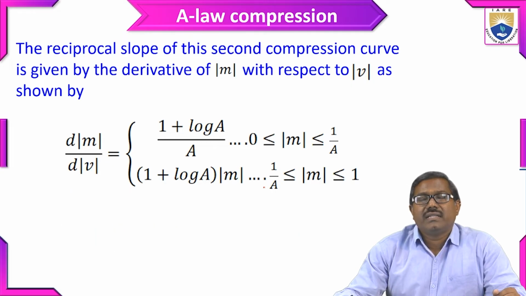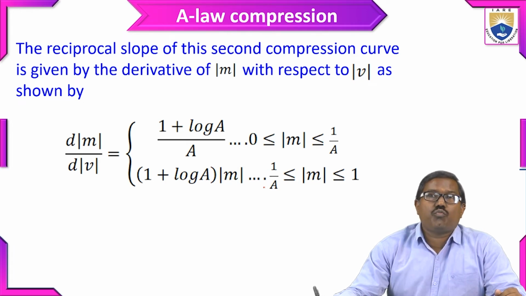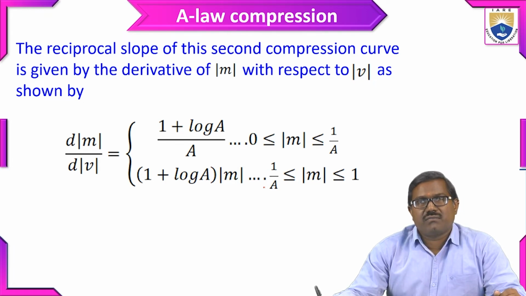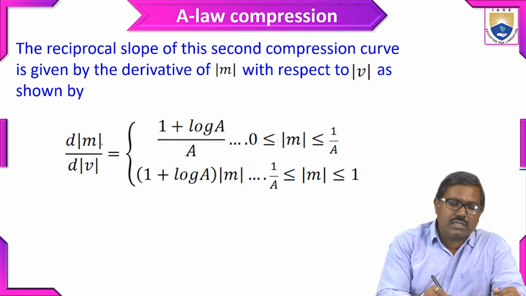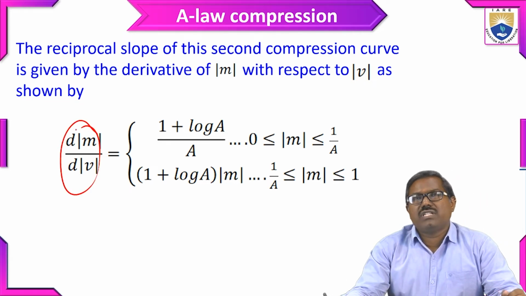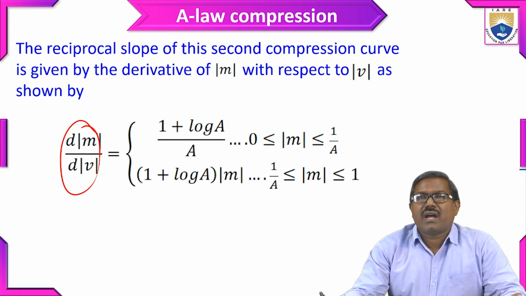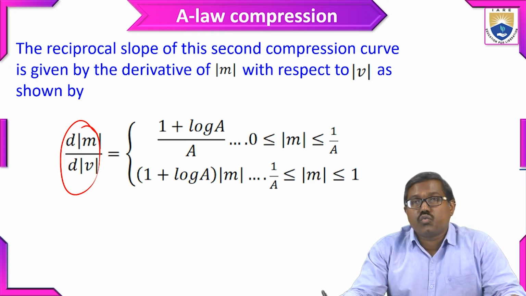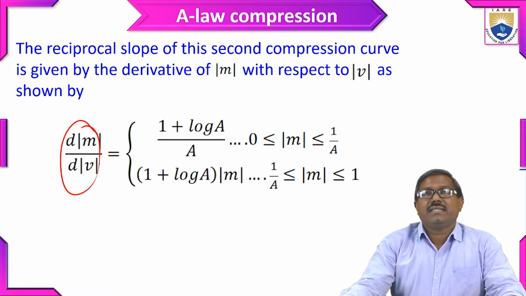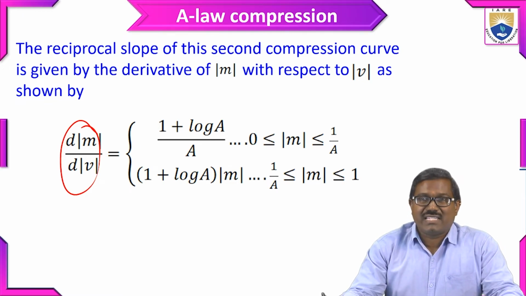And here also I required that quantum step. So the reciprocal slope of the second compression curve is given by the derivative of mod M with respect to mod V. So this is my quantum step, which is equal to 1 plus log A by A in the region of 0 to 1 by A, and again 1 plus log A into mod M in the region of 1 by A to 1. So finally, here the compression is done.